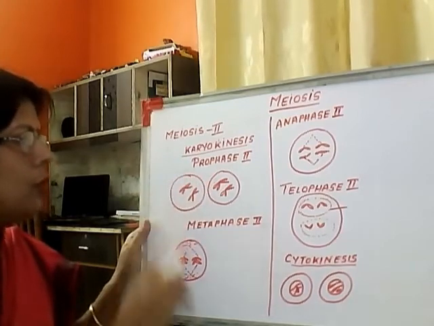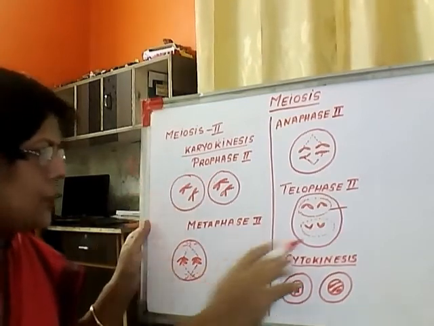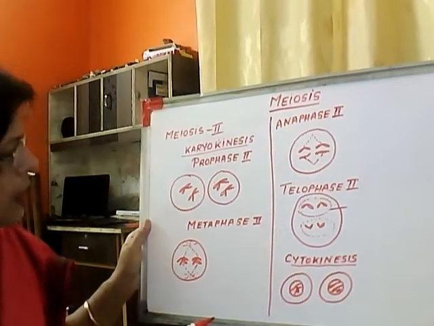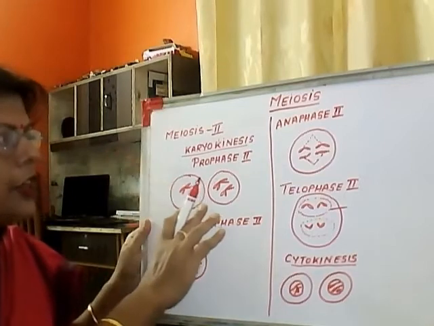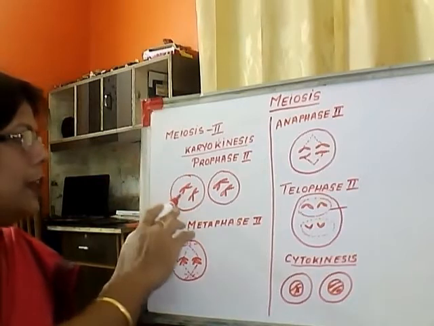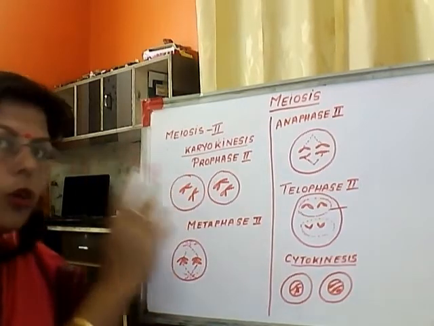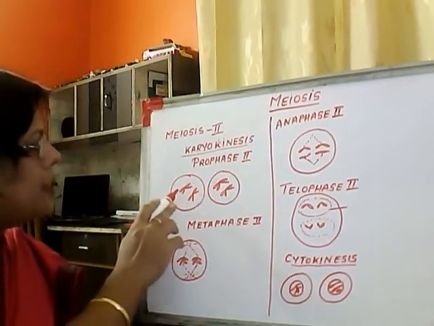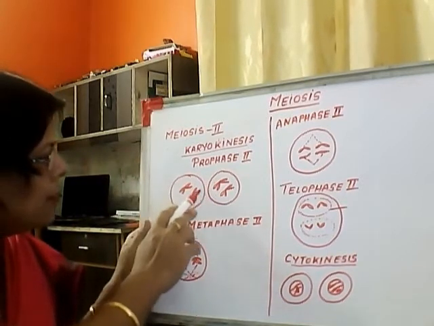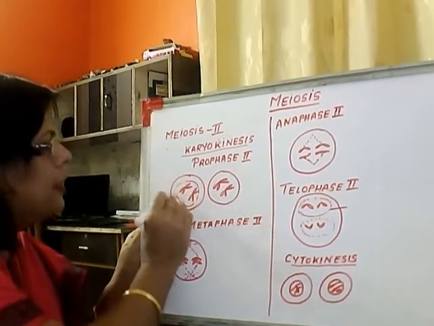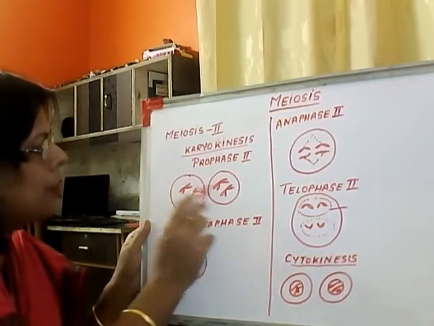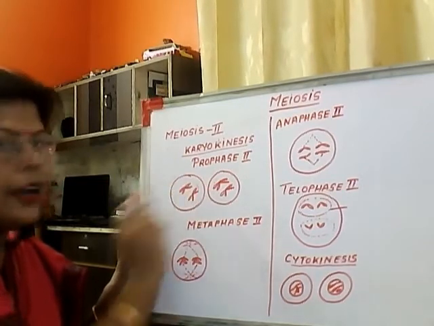Now in prophase 2, one more thing, this phase is similar to mitosis. So whatever changes take place here are almost similar to those of mitosis. In prophase 2, the chromatin material is again converted to chromosomes. And the nuclear membrane which was present here now disappears, and the chromosomes remain scattered within the cytoplasm.